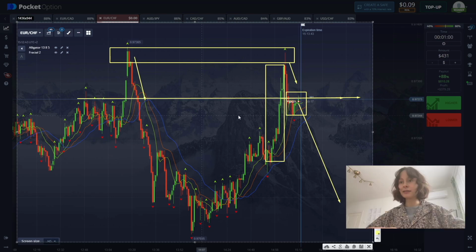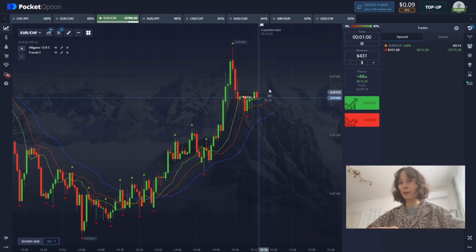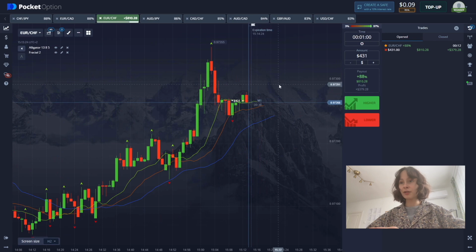Let's see, if we look from this level, the resistance zone, and I think that the motion should go down. Yes, we see the emergence of the red candle. It's quite close to the price. The price stays the same.